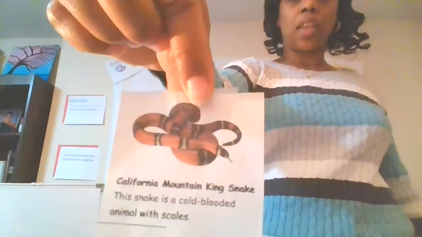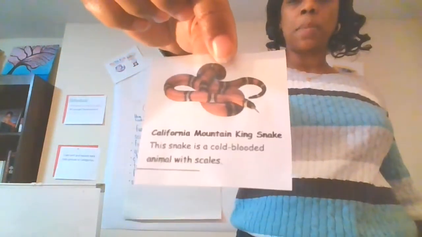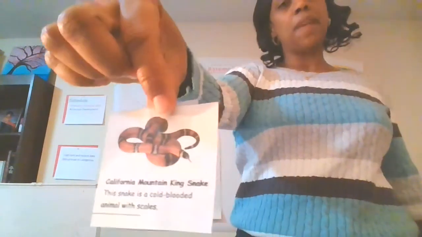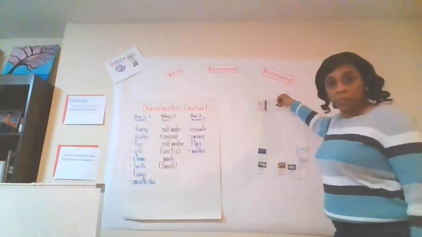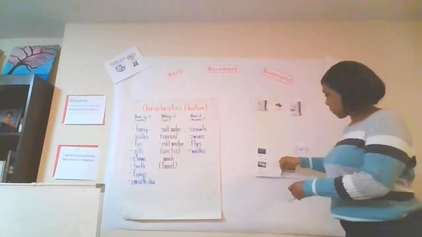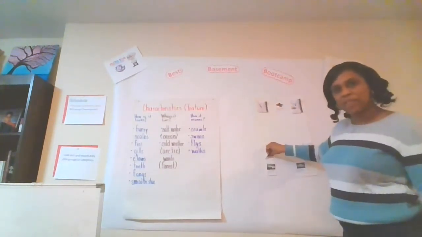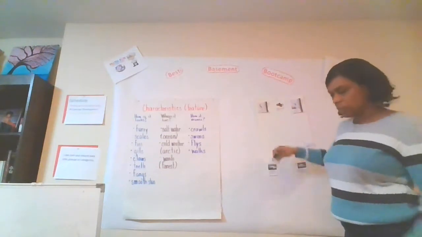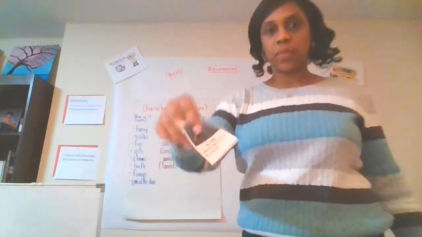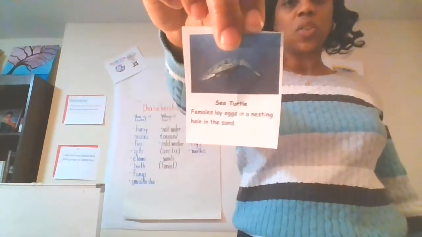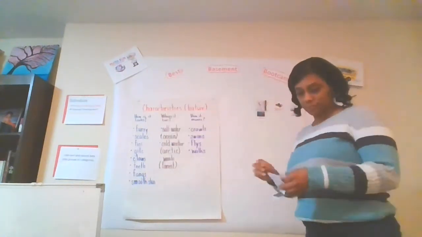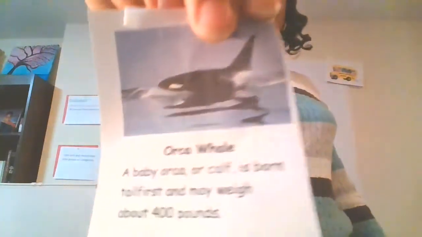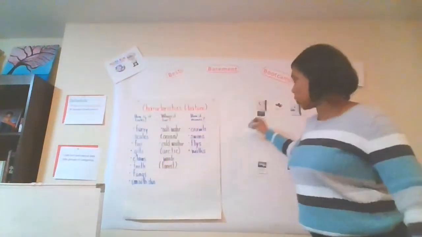We have this animal, a California mountain king snake. You can find him in a forest or a wooded area. I'll put him right here in the middle. Let's see if I can find other animals that could fit some of these categories. Sea turtle, where do you think he is going? In the ocean, water. We have an orca whale. Oh yeah, he's definitely going into the ocean.